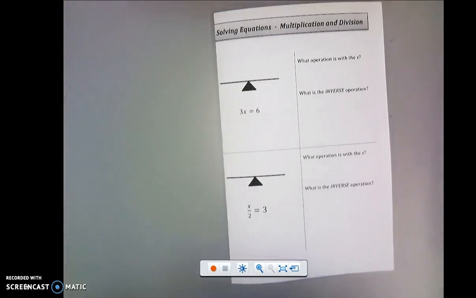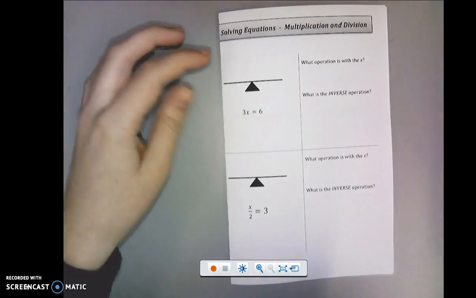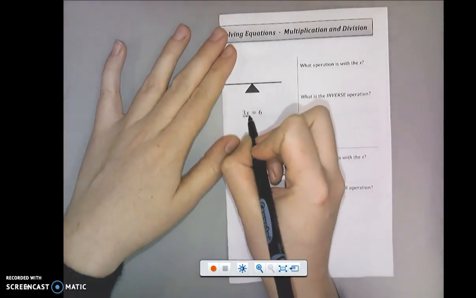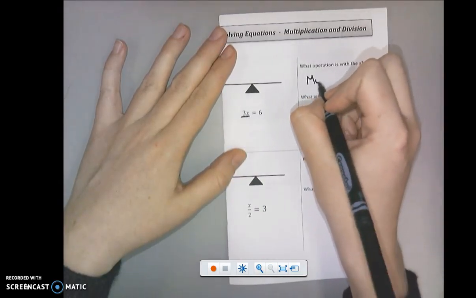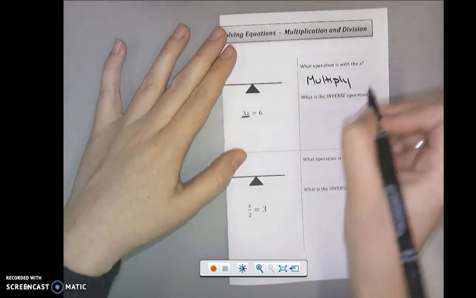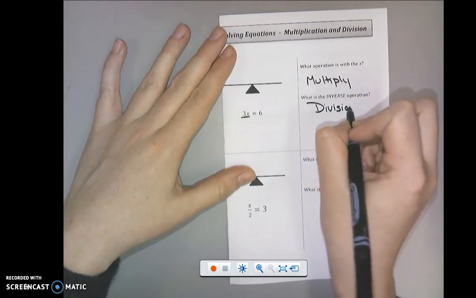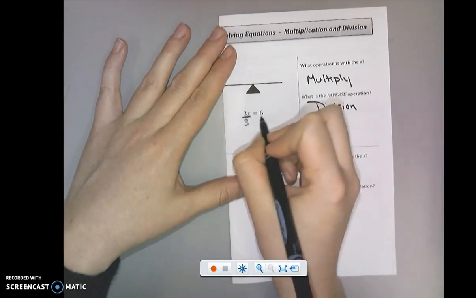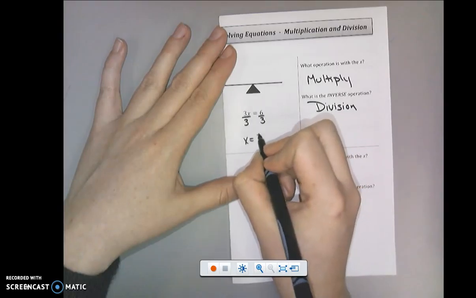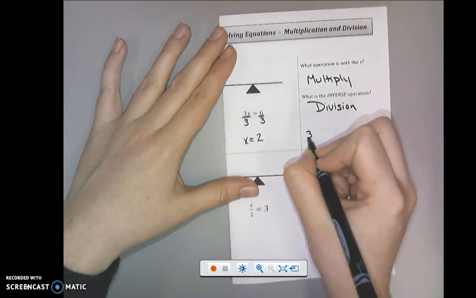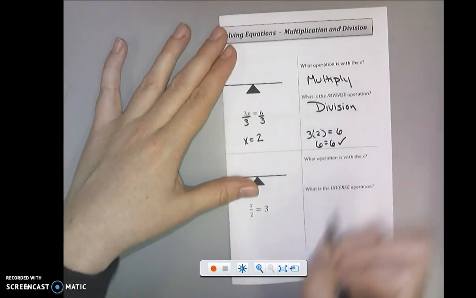Okay, so we're going to think about what operation is going to happen. We're always doing the undo. So when 3 and x are right next to each other, I like to think about them as being married, or it's multiplying. And the inverse operation for multiplying is division. So what we're going to do is divide by 3. Divide by 3, x equals, what's 6 divided by 3? And that's 2. And we can check our work by doing 3 times 2. Does that equal 6? And it certainly does.